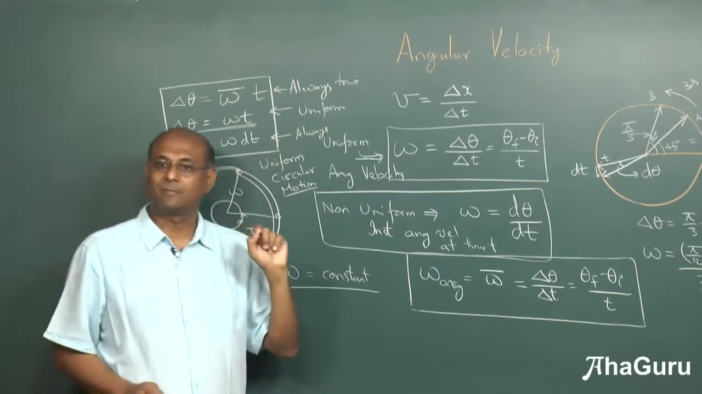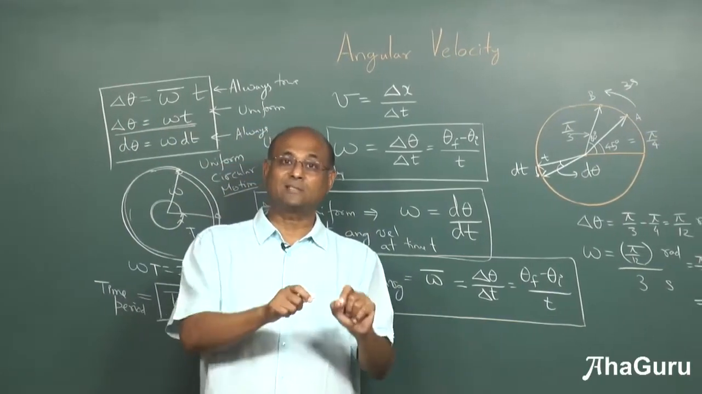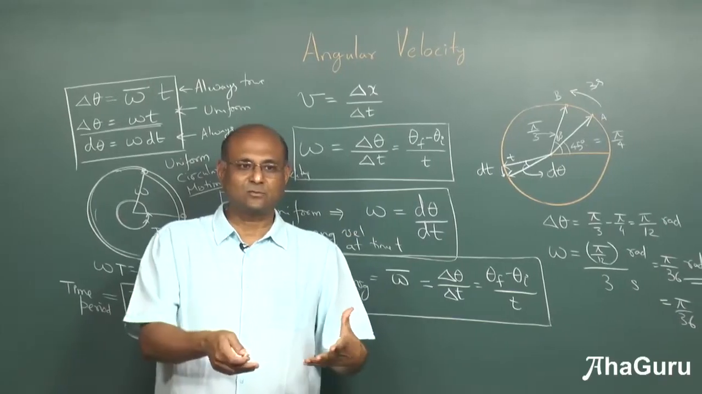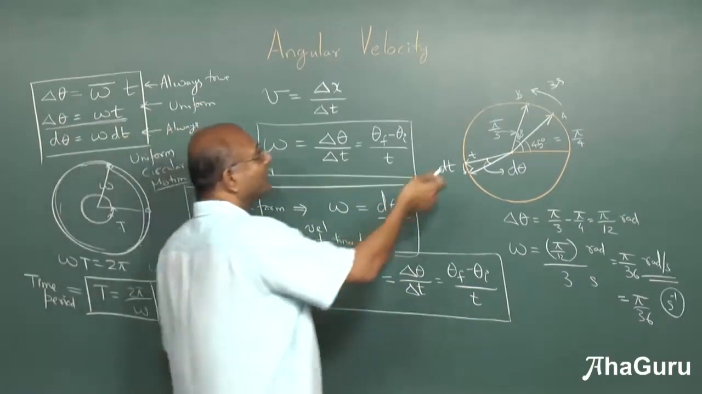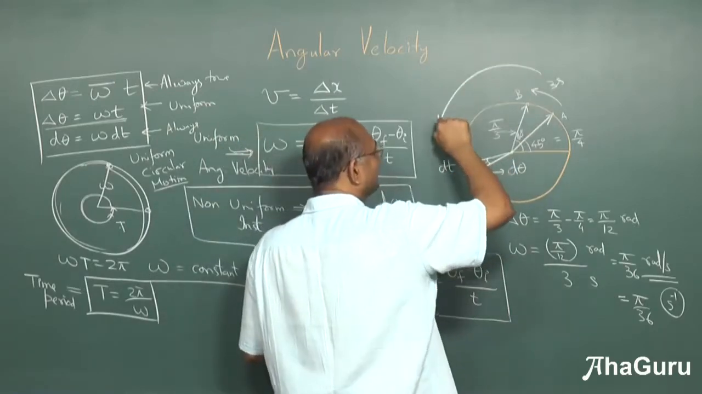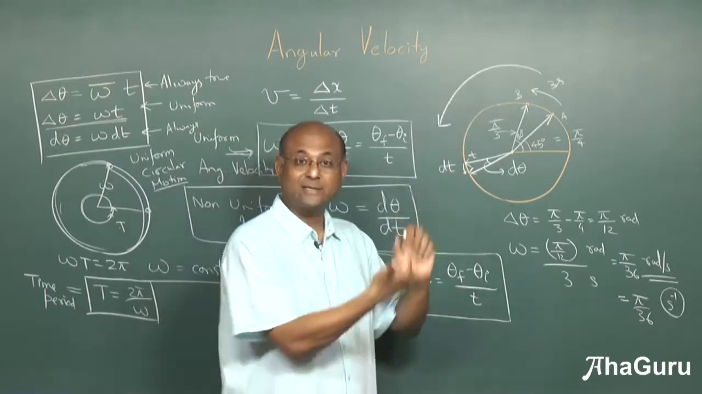Omega is uniform. Okay. Many times when we talk about angular velocity, we want to look at a direction. So how do we get that direction? So let me just quickly emphasize. If you are going in this direction, we define the angular velocity to be this way.